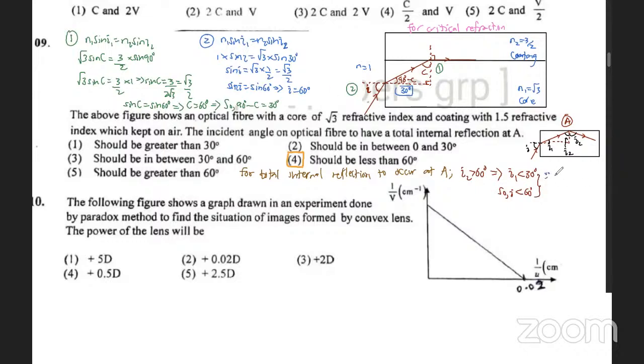Because when I1 is equal to 30, I was equal to 60. And we know an equation to connect I and I1, that is N1. So here 1 into sine I is equal to root 3 into sine I1. What I'm trying to tell you is, when I1 reduces, I also has to reduce. So if I want I1 to be less than 30, I has to be less than 60.